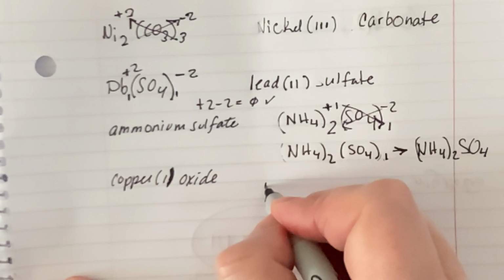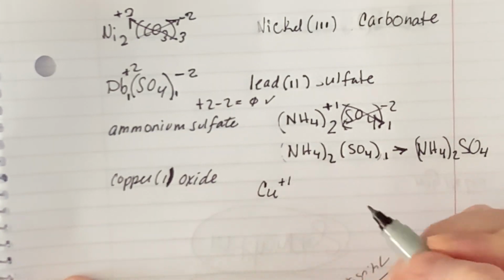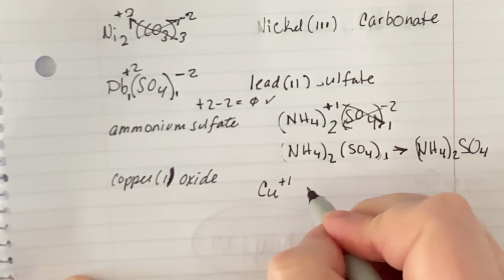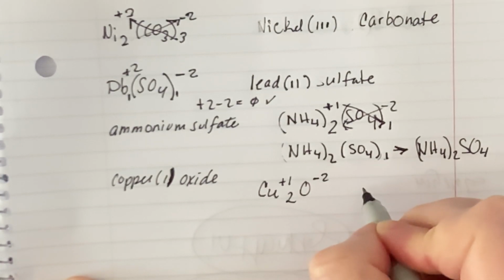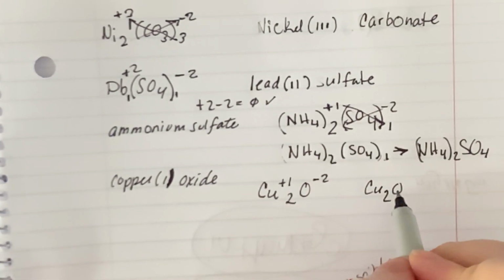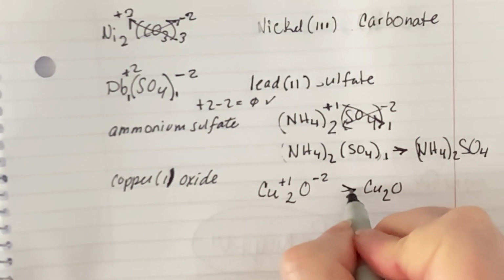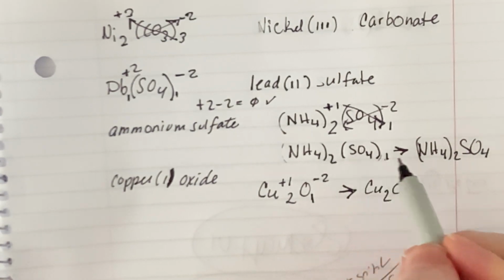Copper 1 oxide. Copper, Cu, 1 plus 1. It's the cation, so it's first, plus it's a transition metal. Oxide, -2. Crisscross. Rewrite, Cu2O. We always rewrite it without the charges because that is the cleaner version of it, and also so that we can take out any of those 1s or extra parentheses.